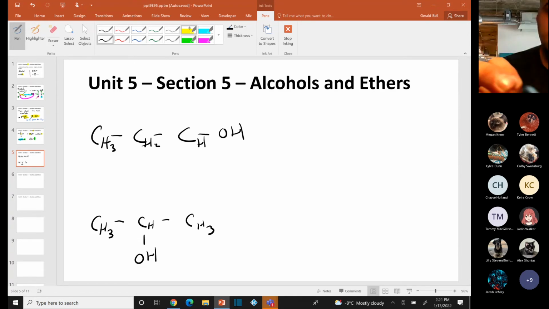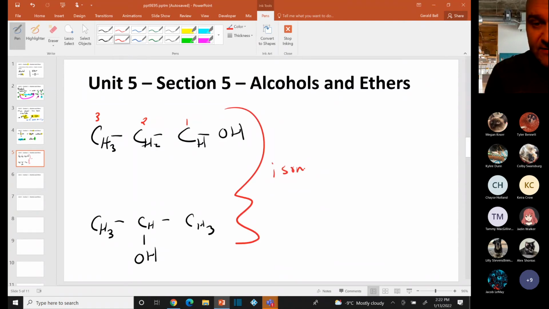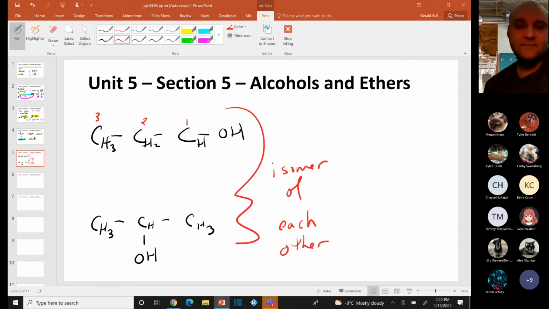Okay, so same idea would happen if we were to number our carbon chain. So that would be the first carbon, the second carbon, and the third carbon. Because there's 2 different versions here, I should mention this. These are isomers of each other. Same formula, but drawn differently.